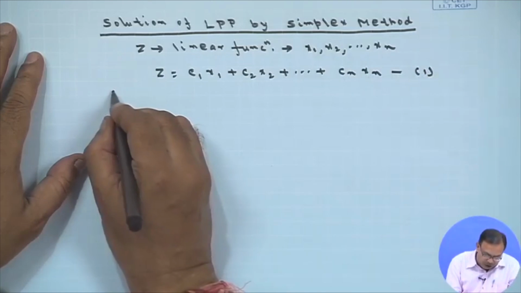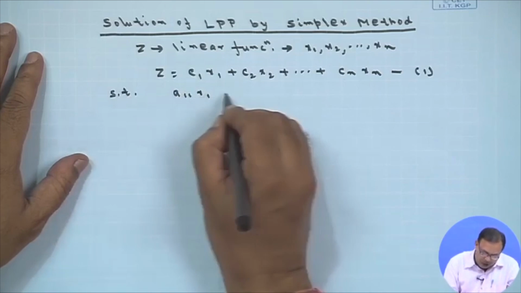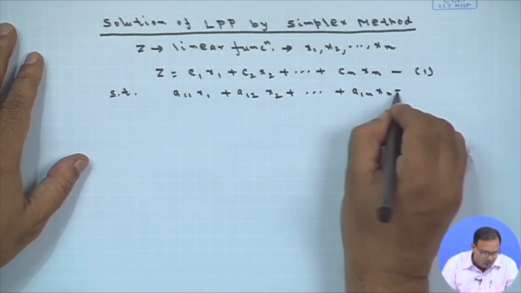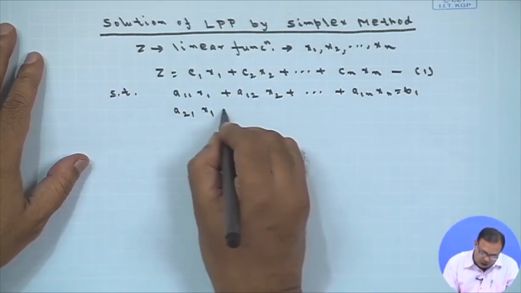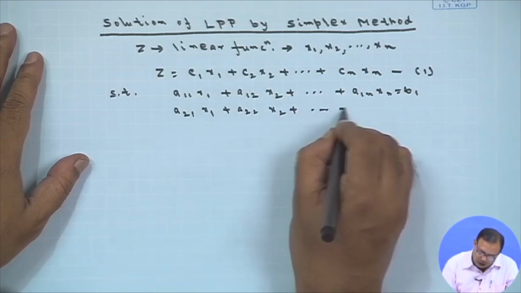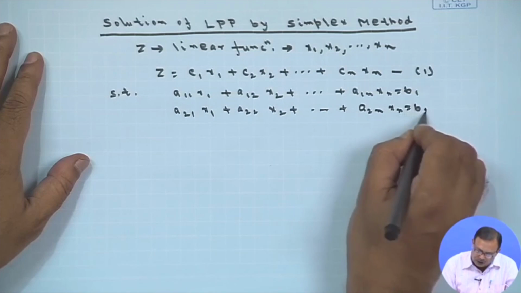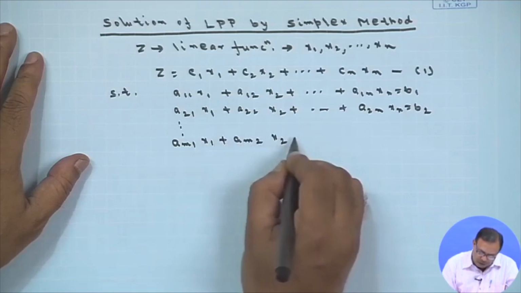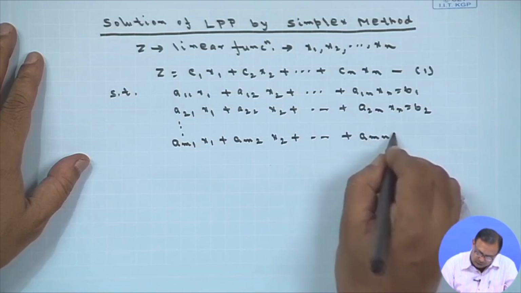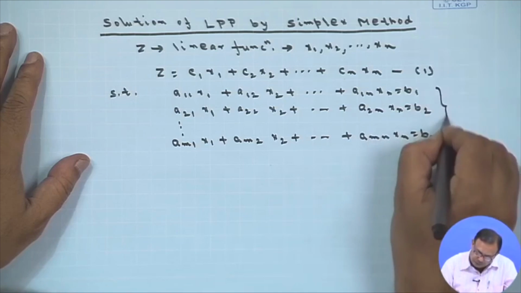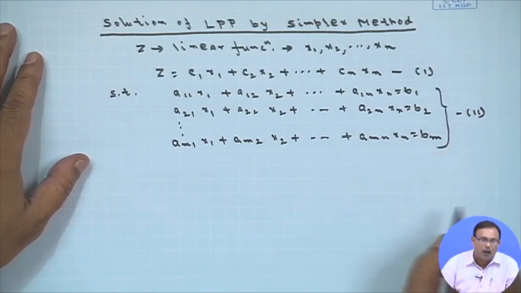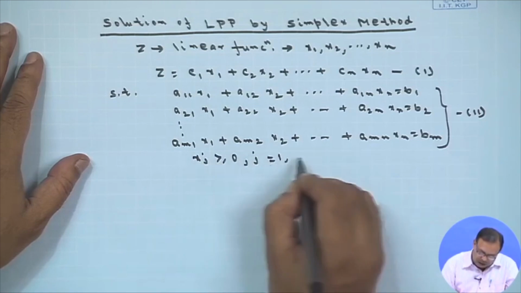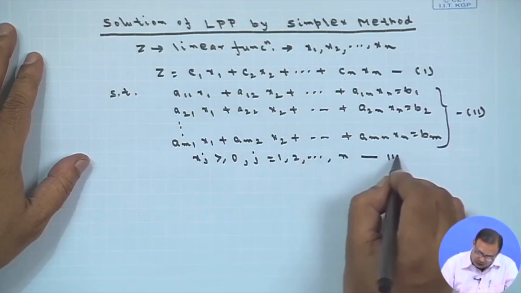We are writing z equals c1 x1 plus c2 x2 and so on plus cn xn, say this is 1, subject to, I am just repeating what I have written earlier, a11 x1 plus a12 x2 plus a1n xn equals b1, a21 x1 plus a22 x2 plus a2n xn equals b2, and in this way am1 x1 plus am2 x2 plus amn xn equals bm. This we are denoting as number 2, and xj greater than or equal to 0, where j takes the values from 1 to n. So, this is number 3.